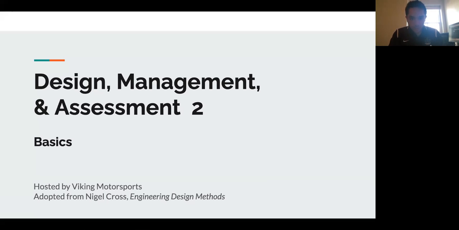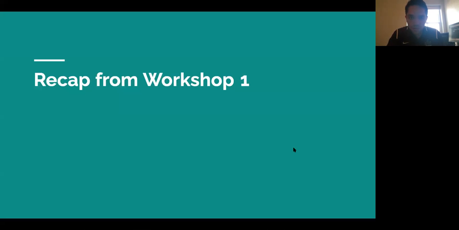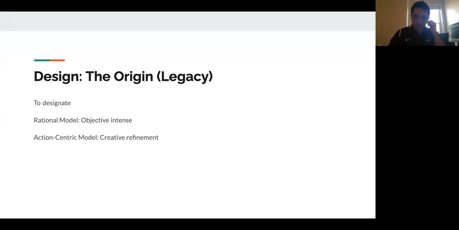So as a quick recap on today, we're going to recap from workshop 1, so that we can all be on the same page here. The first thing we're going to go over again is the origin or the legacy of a project. What this entails is what the designers do, which is to designate, and that was based on those generational legacy problems, where rational models are very objective intensive, or they rely on a lot of data.